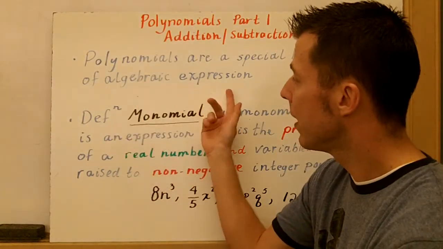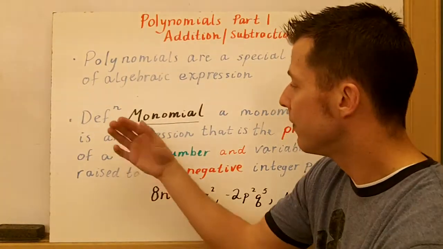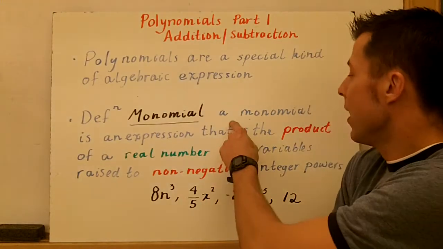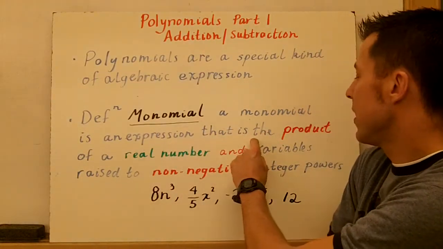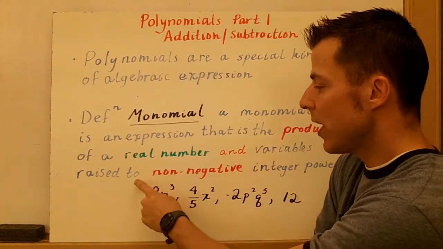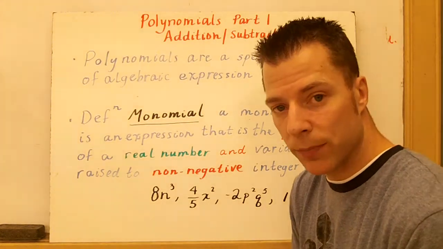So we're going to keep that in mind. We're going to define what that algebraic expression is in a little bit. First definition is a monomial. A monomial is a single term. A monomial is an expression that is the product of a real number and a variable raised to a non-negative integer power. So a monomial is a single term.